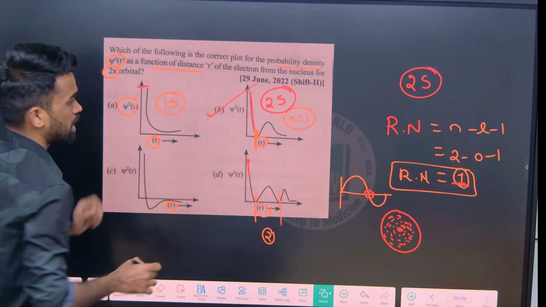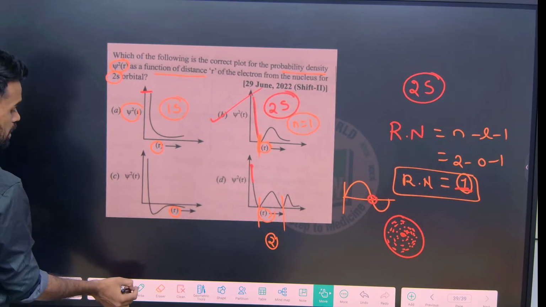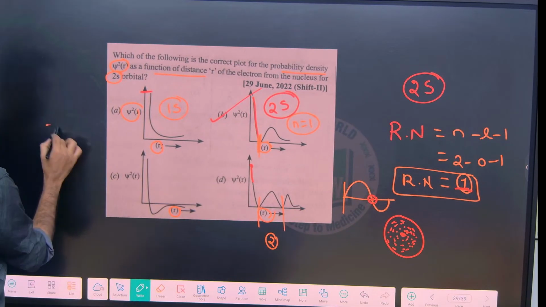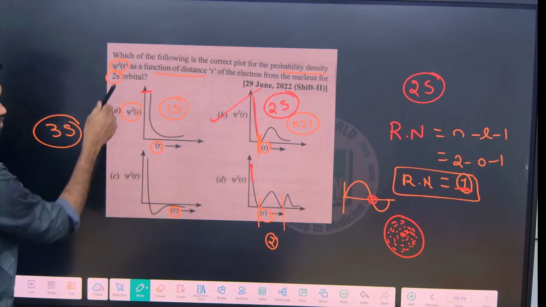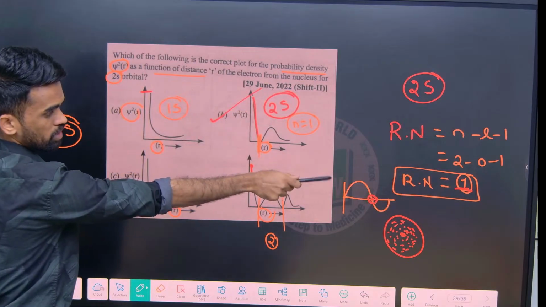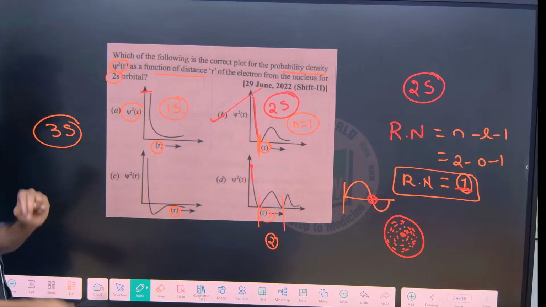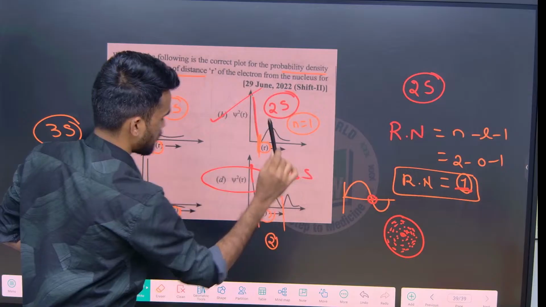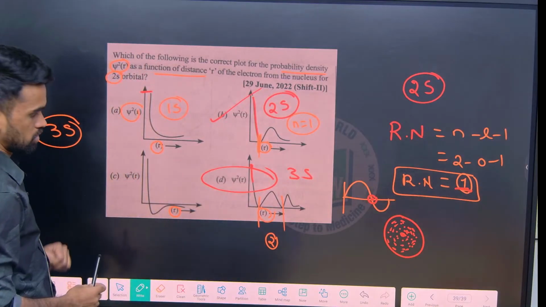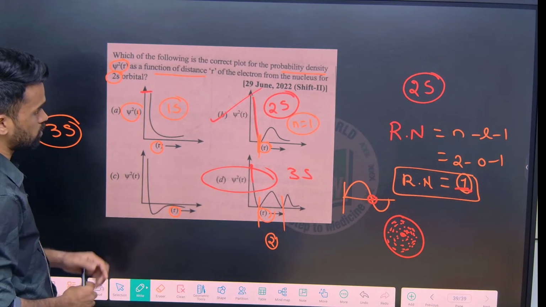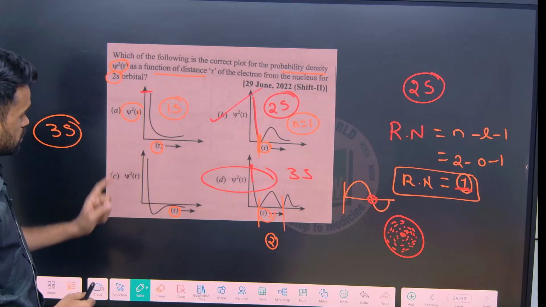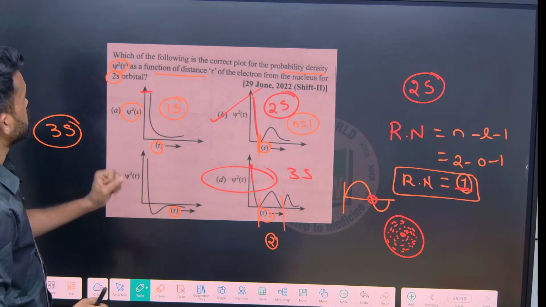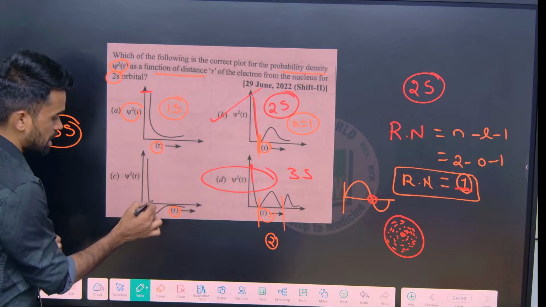Now, how many radial nodes are there for the 3s orbital? For 2s we got 1, so for 3s we will definitely get 2. So this graph represents 3s. And what about this graph? The 2s graph is touching one time. This is also touching one time. So what makes the difference between them?